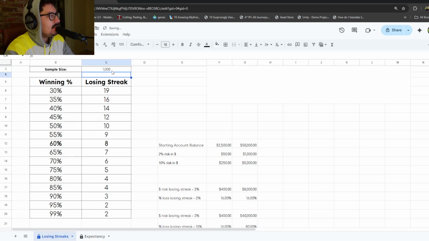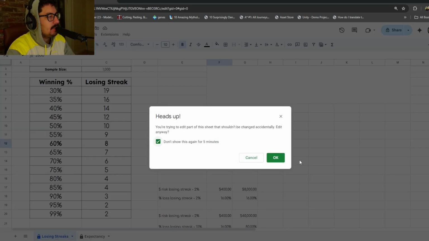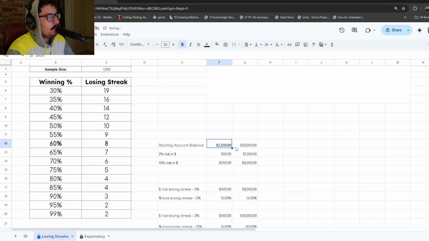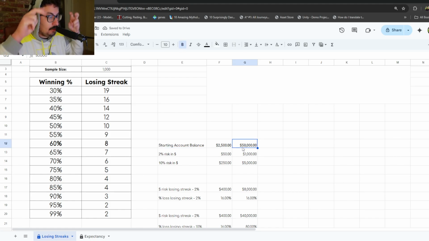But what that means is that over 1,000 trades, if we're trading at a 60% win rate, we're going to have an 8-trade losing streak. Okay? This is essentially how much you're playing with, because you can't lose more than $2,500 on the eval. And this is how much that eval is for in my funded futures. It's for a $50,000 account.